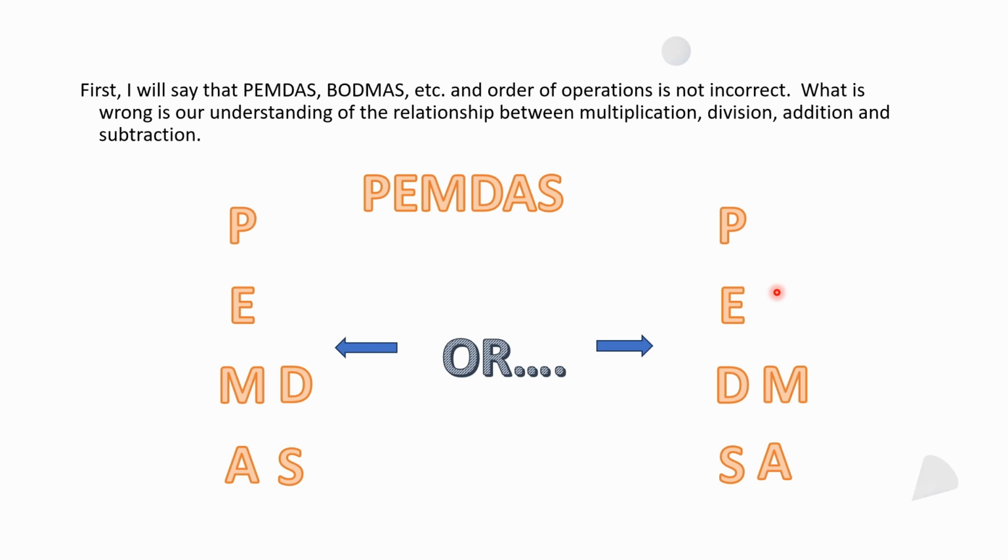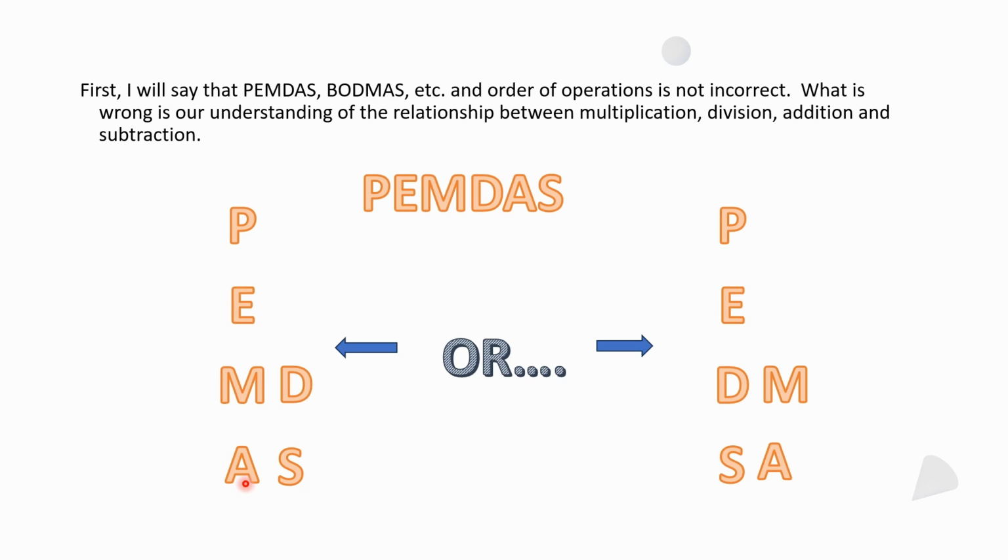If you take for example PEMDAS, the multiplication and division have equal precedence. Division is multiplying by a reciprocal. So you could really write this out. I see how I've written it here. I've written it this way because multiplication and division are equal. It could be MD, it could be DM. When you're looking at an expression or an equation, you go left to right, and whichever one is first, multiplication or division, then you solve that operation. Same with addition and subtraction.